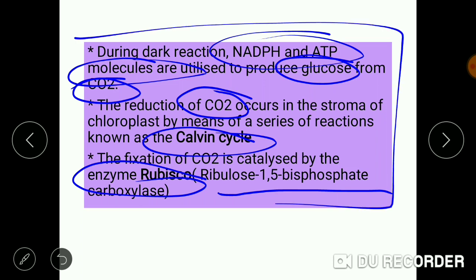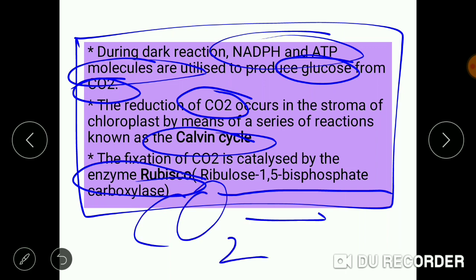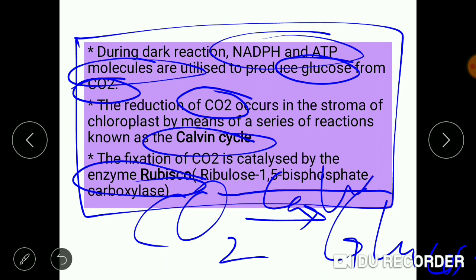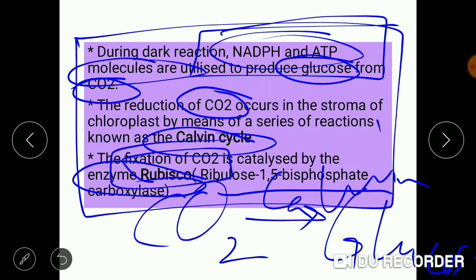During the entire dark reaction, CO2 is getting fixed and converted into glucose as a result of the Calvin cycle. And during this process, NADPH and ATP are also utilized, and the enzyme Rubisco helps in catalyzing the reactions.